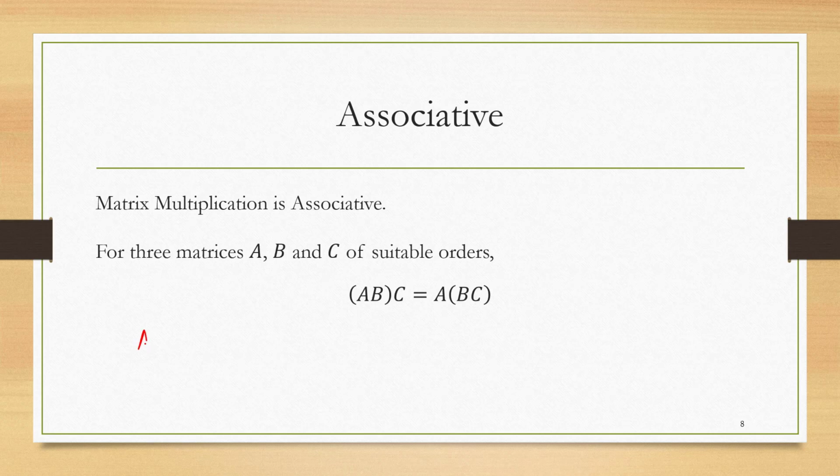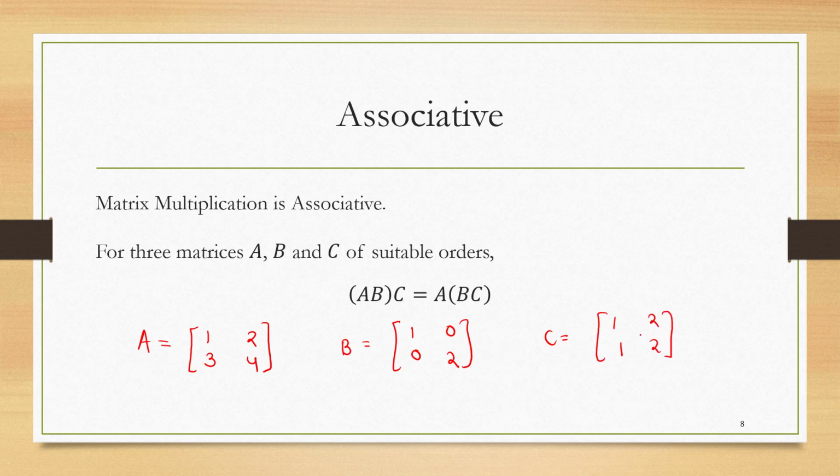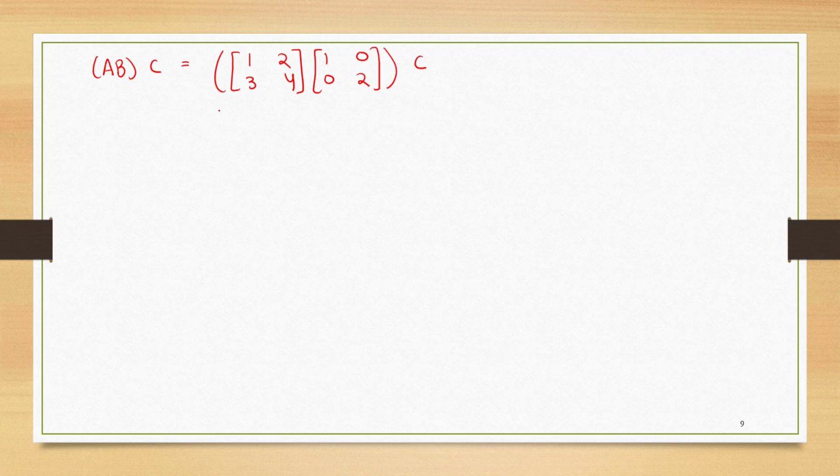So let's take A, same as we have taken in the previous example, 1, 2, 3, 4. B we take 1, 0, 0, 2. And C we take 1, 2, 1, 2. Now let's solve the left hand side. AB into C. That is A is 1, 2, 3, 4. B is 1, 0, 0, 2 multiply by C.